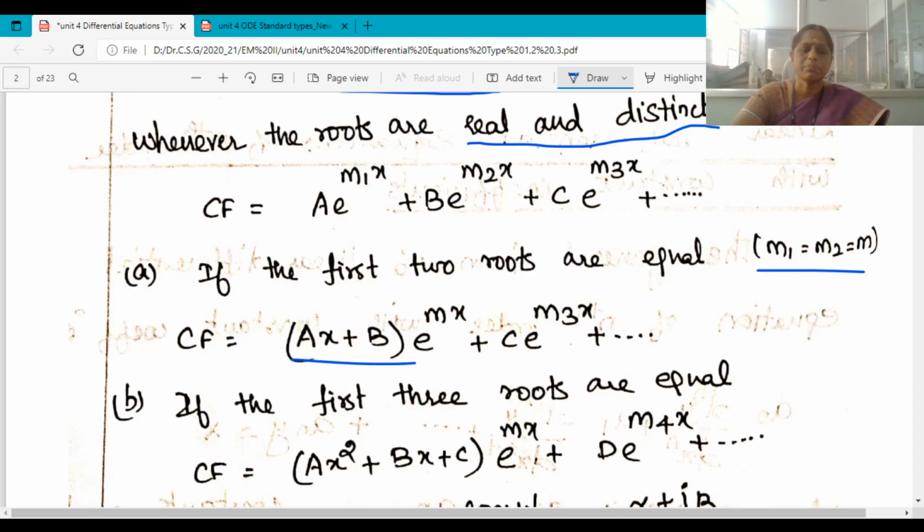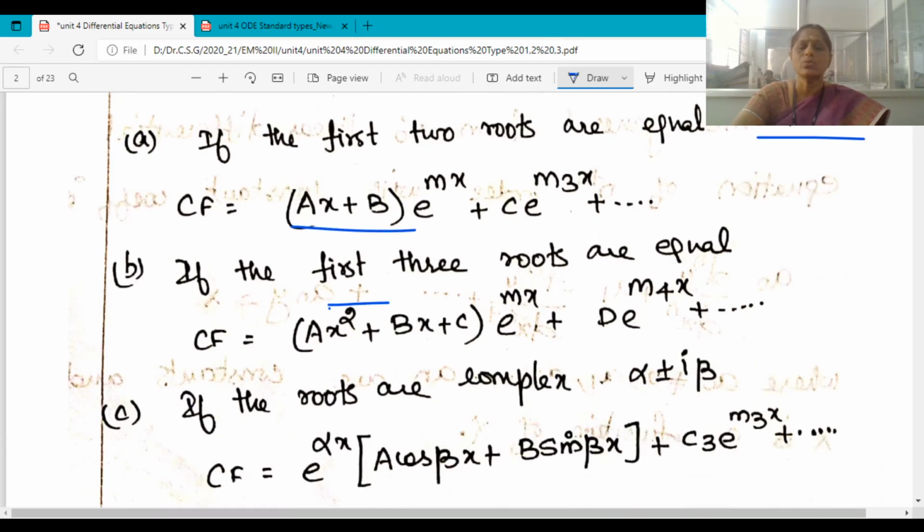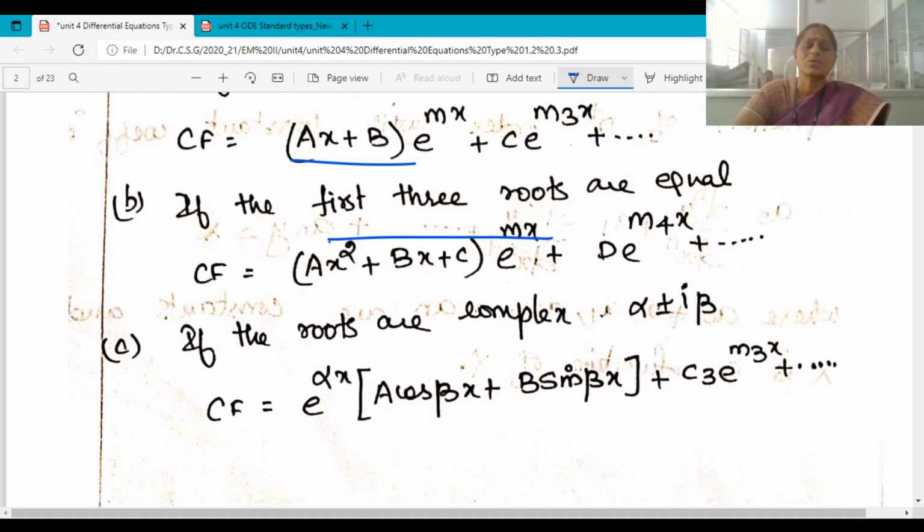So ax plus b is for when two roots are equal. Suppose three of the n roots are equal, like the first root, second root, third root. In this case the complementary function is obtained by writing ax square plus bx plus c. This x square is used to represent that the roots are repeated. So (ax square plus bx plus c) into e power mx plus d e power m4x plus etc.